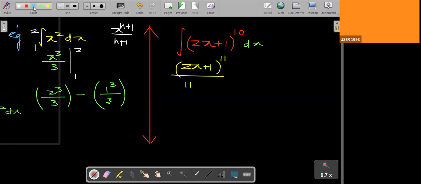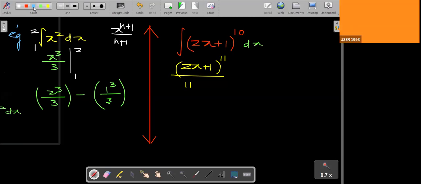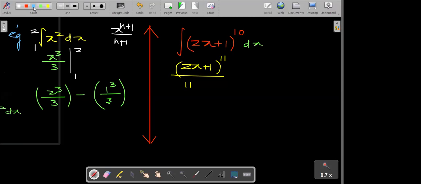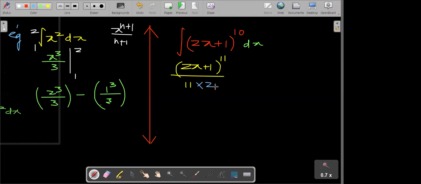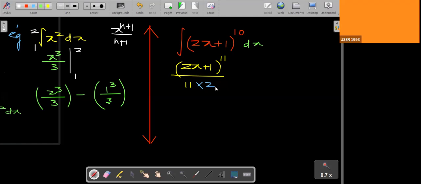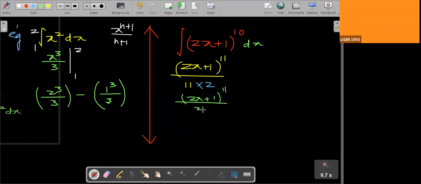But we have to do something more. If it's differentiation, we use the chain rule: you bring the 10 in front, 10 times 2x plus 1 to the power 9, times 2. Do you remember, we faced a question like that a couple of days ago? Integration is exactly the reverse of differentiation, so you have to divide by 2 here. So it's 2x plus 1 to the power 11 over 22.